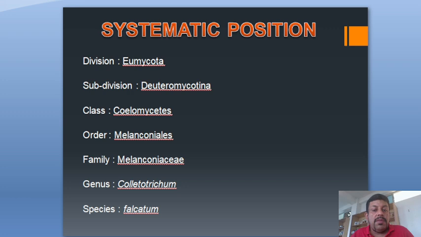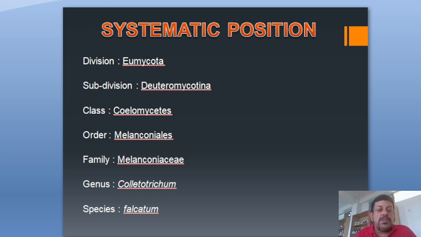So, systematic position. It is division Eumycota, within the modern fungi, subdivision Deuteromycotina, class Coelomycetes, order Melanconiales, family Melanconiaceae, Colletotrichum falcatum. Deuteromycotina, we know these are the imperfect fungi. We know it very well. They do not show any typical sexual reproduction in their life cycle. So it is very interesting to know about the life cycle of the disease.